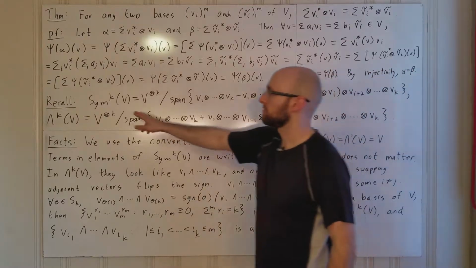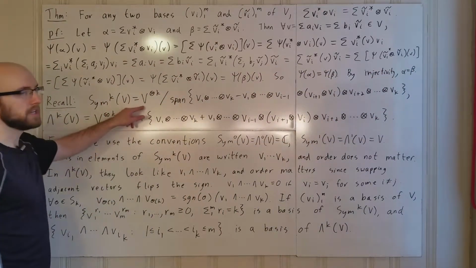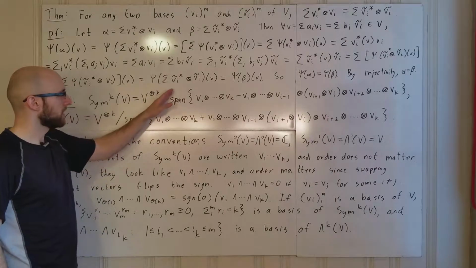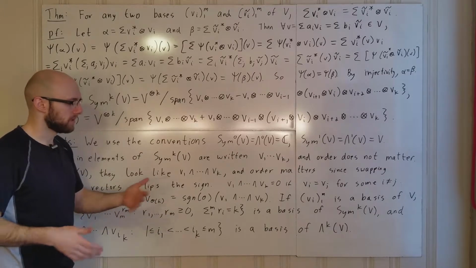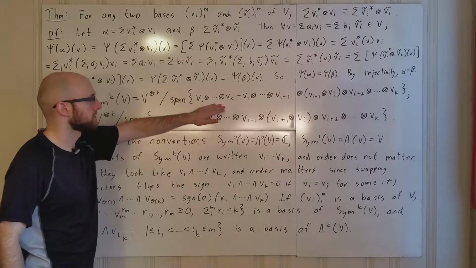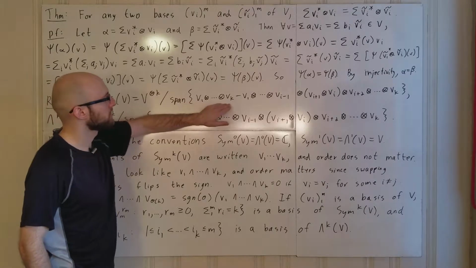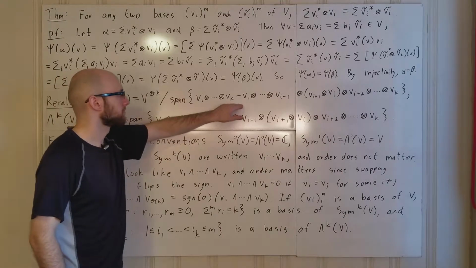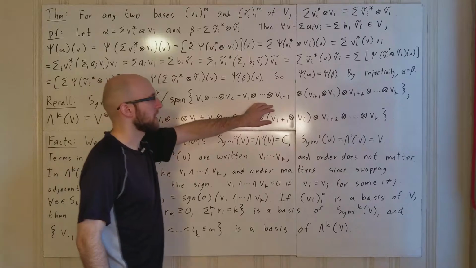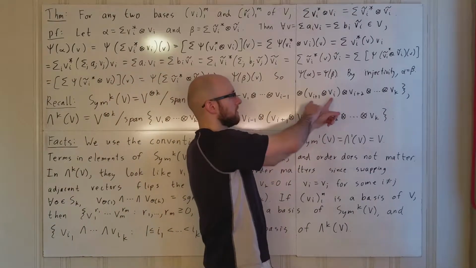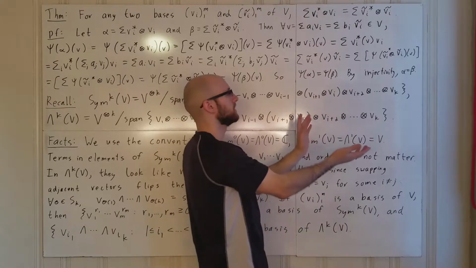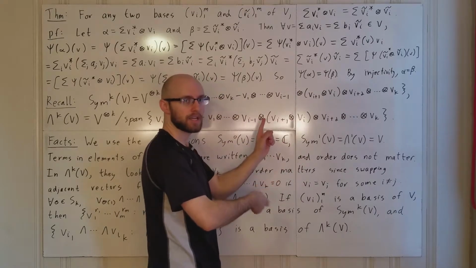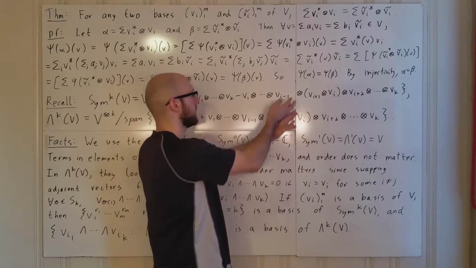So remember, for the symmetric product you take V tensor product with itself k times, and then you mod out by the span of the collection of all vectors that look like this. You take V1 tensor V2 all the way up through Vk, and then you subtract the same element, but you flip two of the indices on the inside, two of the adjacent indices. So if you have any i between 1 and k minus 1, you flip the i and the i plus 1 index, and that's what this thing is.